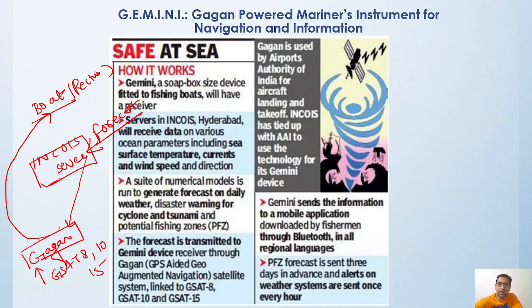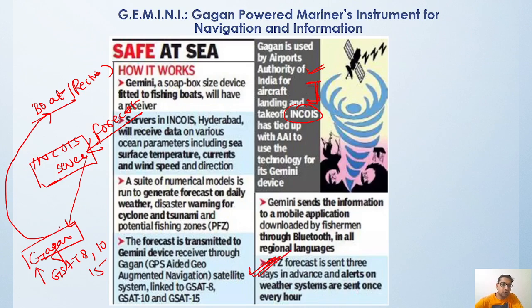Gagan is used by the Airport Authority of India for aircraft landing and takeoff also. That is why INCOIS has tied up with the Airport Authority of India for the technology, its Gemini device. Gemini will send the information to the mobile application with the help of Bluetooth, in a regional language, and it will also tell about the potential fishing zone. You got it right.